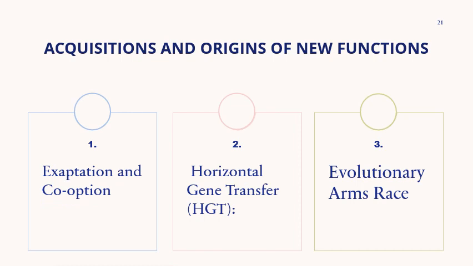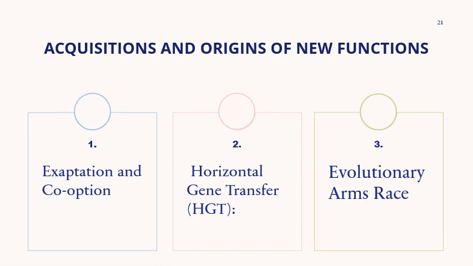Okay, on this slide, we'll cover exaptation and co-option, horizontal gene transfer, and evolutionary arms race. So, exaptation and co-option. Exaptation refers to the process in which a pre-existing trait or gene function takes on a new function that was not the result of natural selection for that specific purpose. Co-option involves the adaptation of a gene or trait for a new role without significant genetic change. These processes often involve repurposing existing genetic elements for new functions.